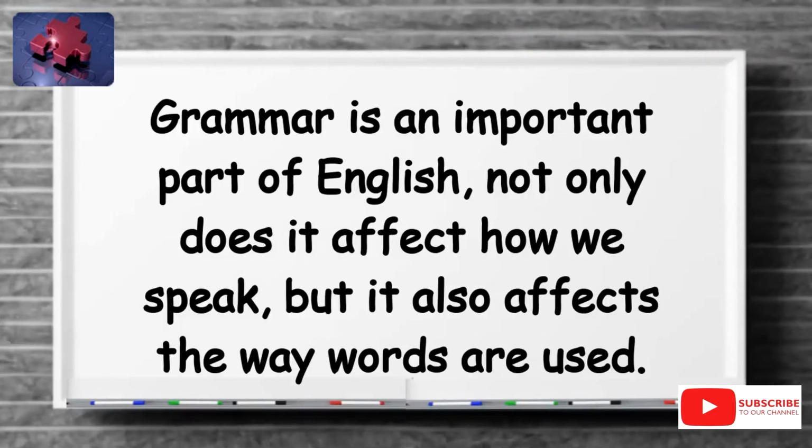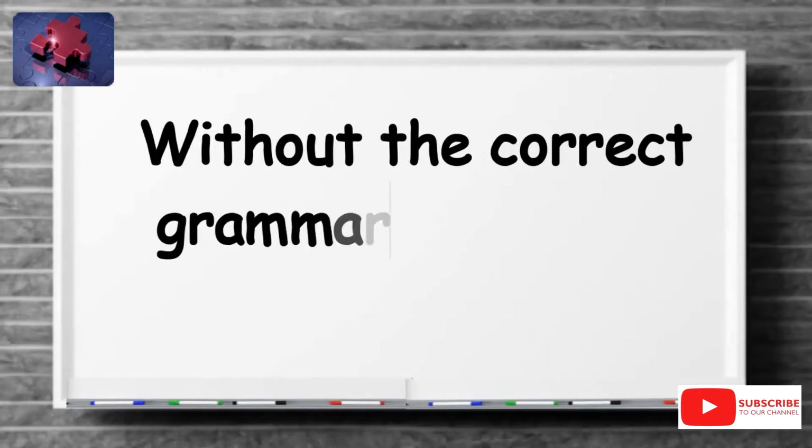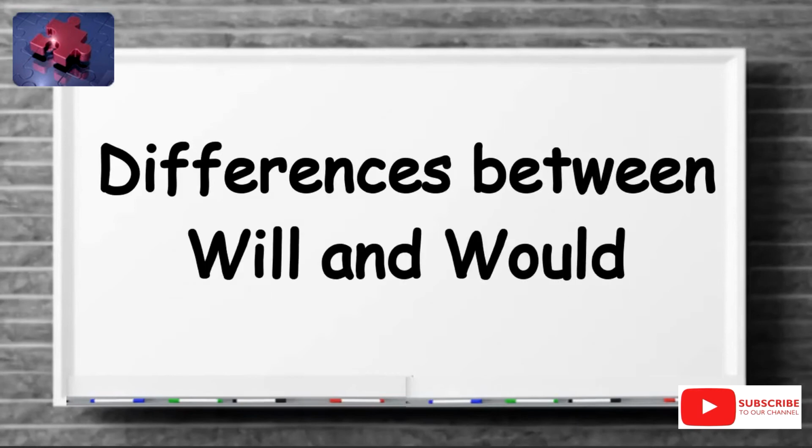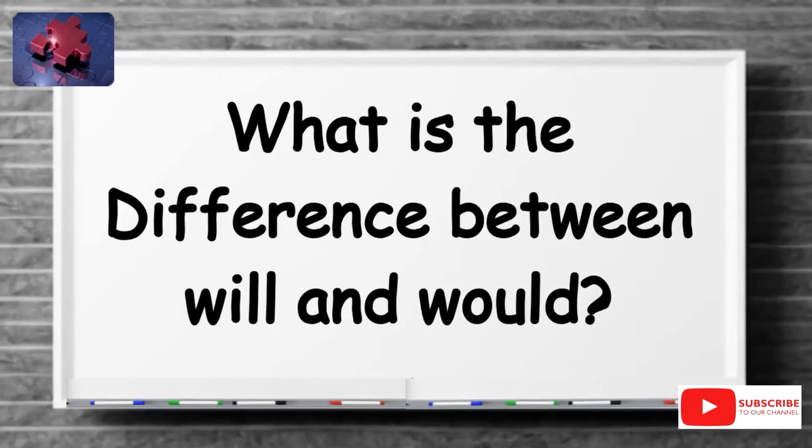Grammar is an important part of English. Not only does it affect how we speak, but it also affects the way words are used. Without the correct grammar, incorrect meanings can be made. Today we shall explore the differences between will and would. What is the difference between will and would?